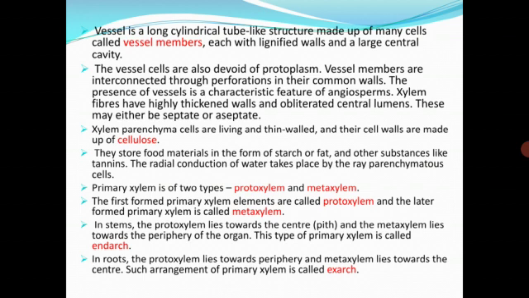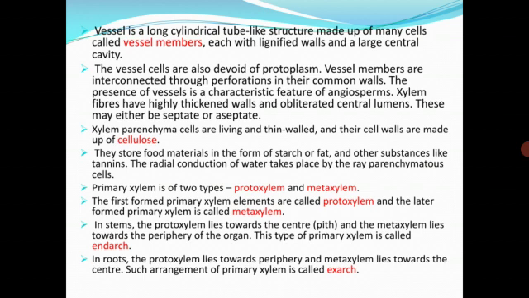Very important question for 1 mark to be asked. In the roots, the protoxylem lies towards the periphery and the metaxylem lies towards the center. Such an arrangement of primary xylem is called exarch. So, a point to be noted here: note about this endarch and exarch, very important for 1 mark. So that was about the xylem. And here is a diagram showing the tracheids, the fibers and the vessel members.